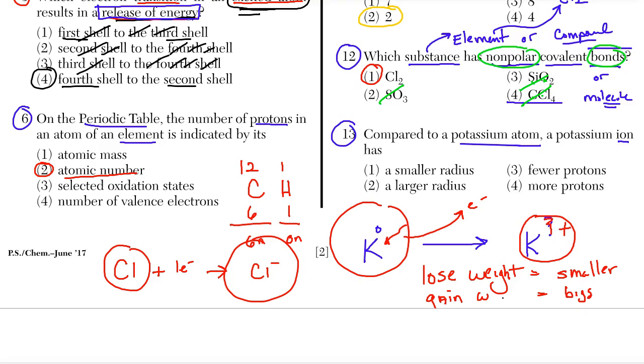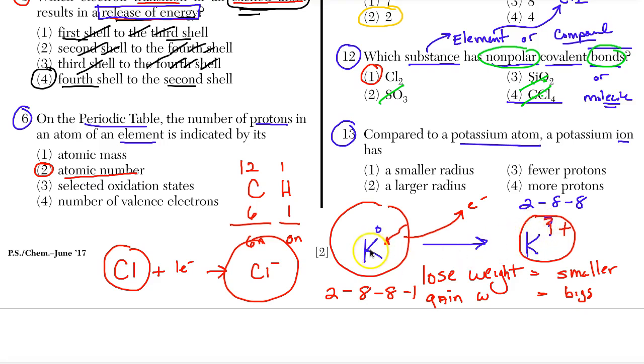So understand this, to become K plus from K0 and losing electrons, you have a lower number of electrons in shells. Wasn't this 2-8-8-1? So you had 4 shells of electrons. Well, K plus is now 2-8-8. So you have less shells of electrons. Therefore, you're going to be closer to the nucleus and thus smaller.